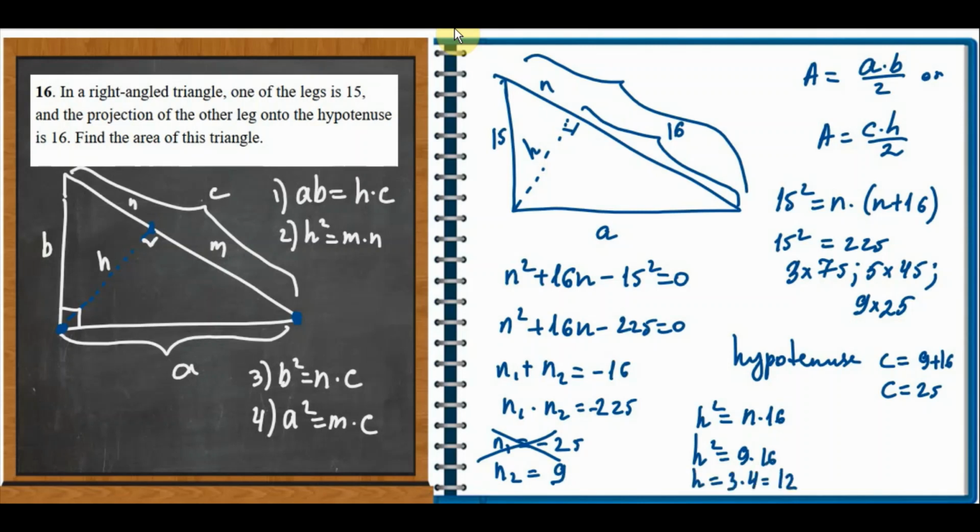So that's 12. The area of the triangle will be base multiplied by height, so here it will be 25 multiplied by 12 over 2. We cancel 12 and 2, and we get 25 times 6. What is 25 times 6? It's 150. So the correct answer is 150.